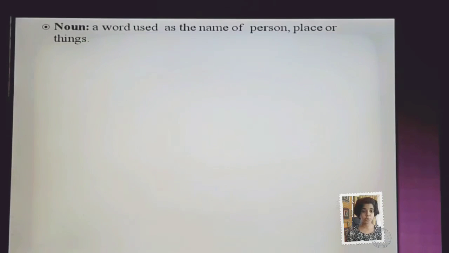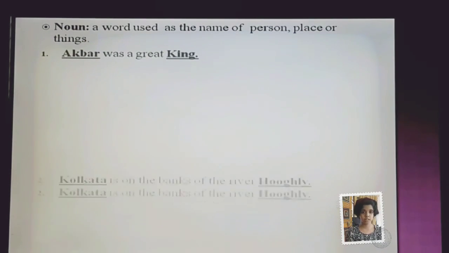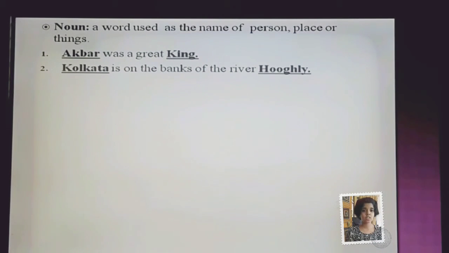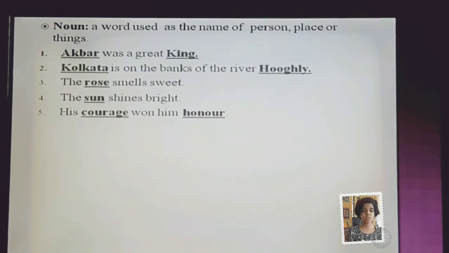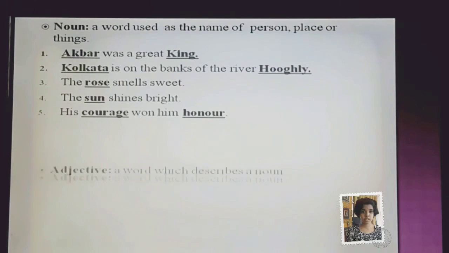Noun: a word used as the name of a person, place or thing. Akbar was a great king. Kolkata is on the banks of the river Hooghly. The rose smells sweet. The sun shines bright, and his courage won him honor. Here, Akbar, king, Kolkata, Hooghly, rose, sun, courage, and honor are nouns.